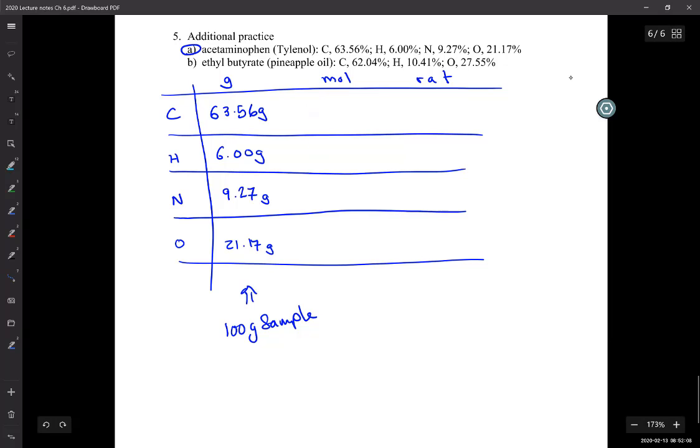I'll leave that line out. We'll just try to work underneath. So that's how it starts. Go ahead, work it out. If you have questions, just raise your hand.